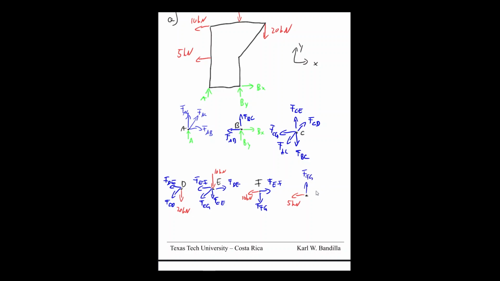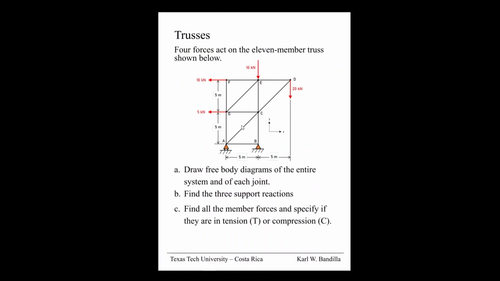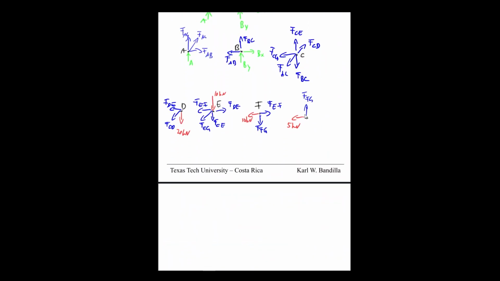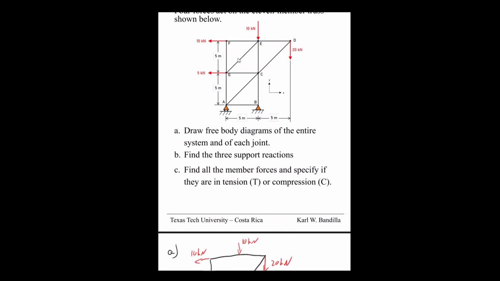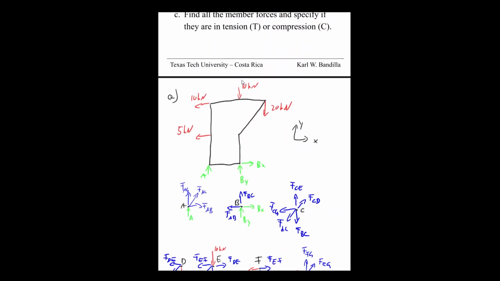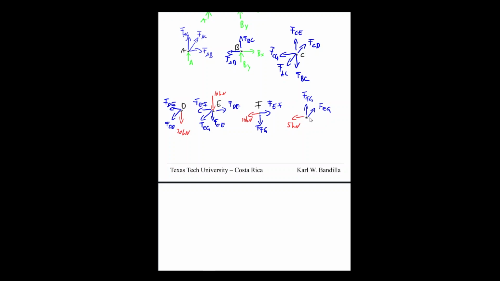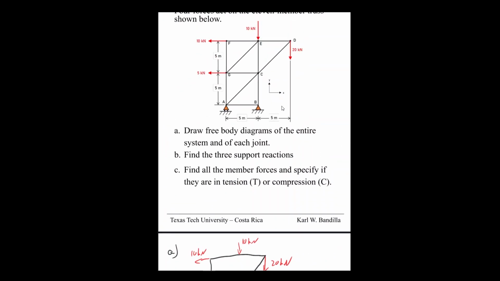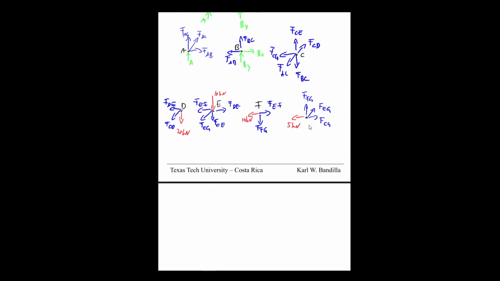FG is up here. EG is going up there. FEG, FCG to the right. FCG, and then that should be AG going down. All right, a lot of stuff going on. FAG. And that is, of course, point G.